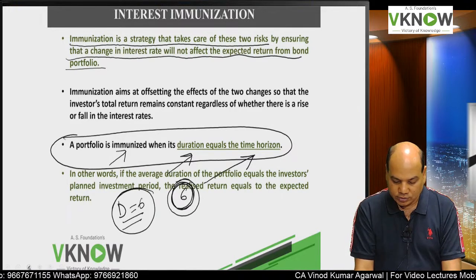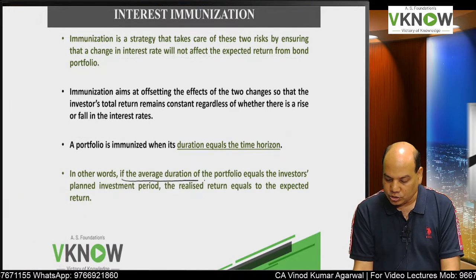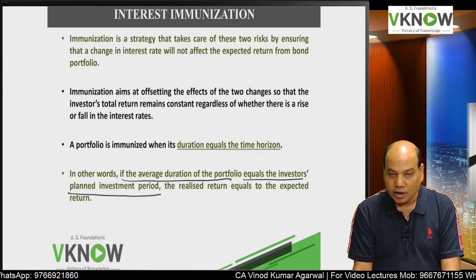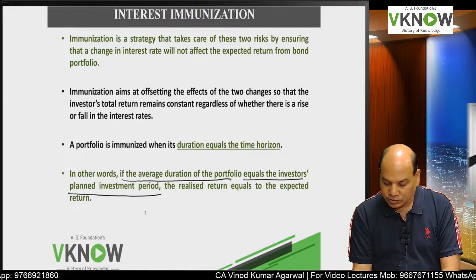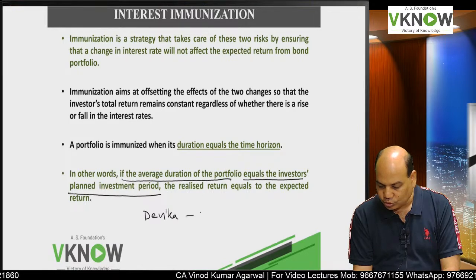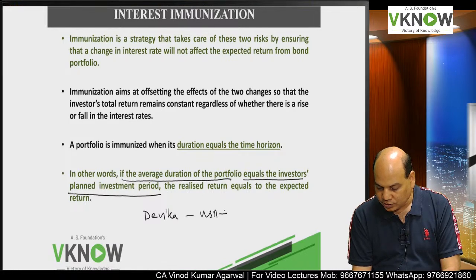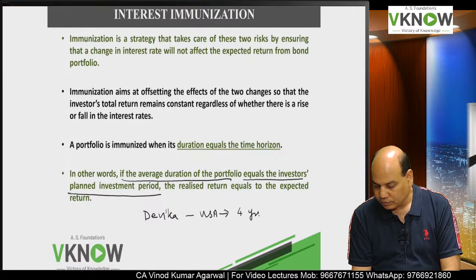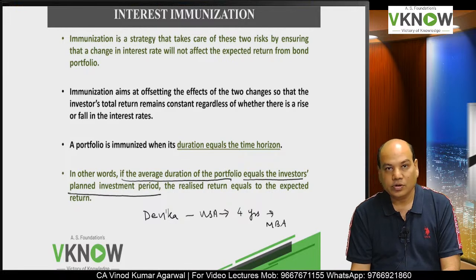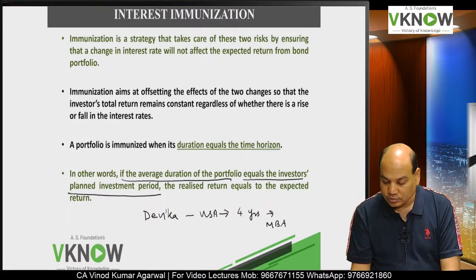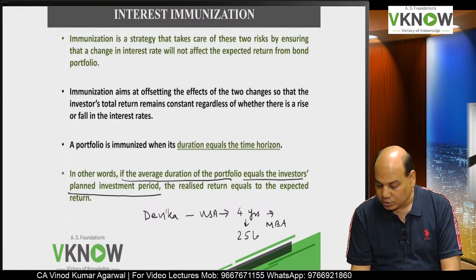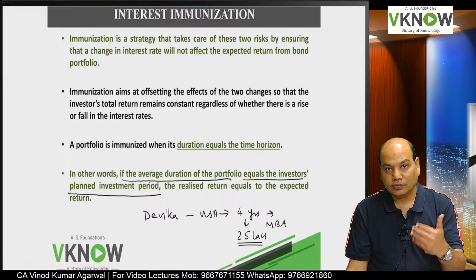Okay, in other words, the average duration of the portfolio equals the investor's planned investment period. Suppose Devika wants to go to USA after 4 years to study MBA, and she has got investment in bonds. So she would require, say, 25 lakh rupees after 4 years.